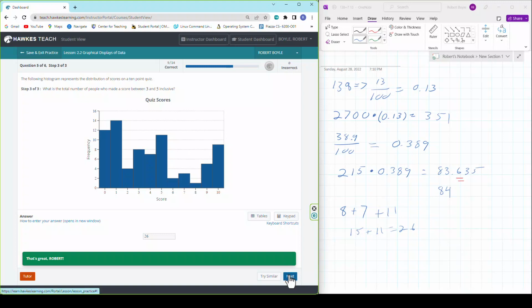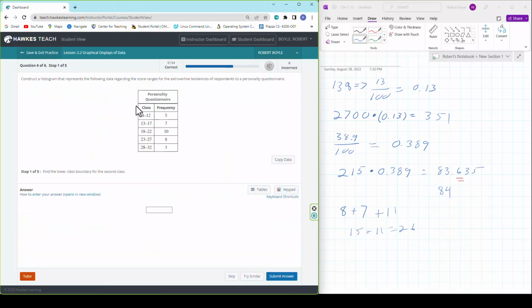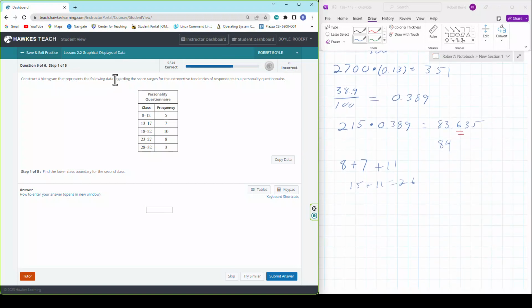And this brings us to our very last question. Unfortunately, it has 5 parts. And here is the first one. Here we want to construct a histogram that represents the following data regarding score ranges in the extrovertive tendency of respondents of a personality questionnaire. And the first one is: find the lower class boundary for the second class. Now that is going to be the number between the upper class limit of class 1 and the lower class limit of class 2. The upper limit of class 1 is 12, and the lower class limit of class 2 is 13. The number in the middle is 12.5.